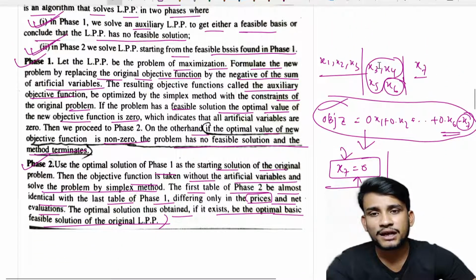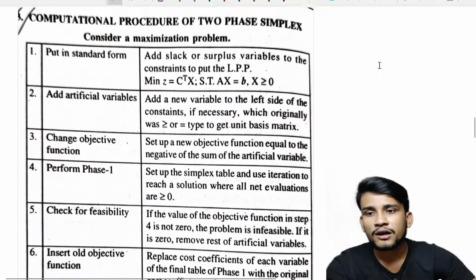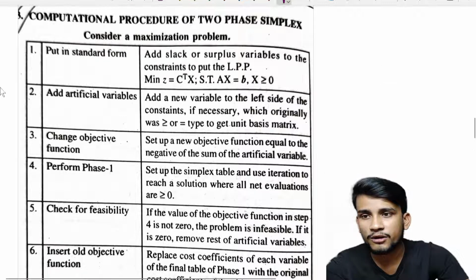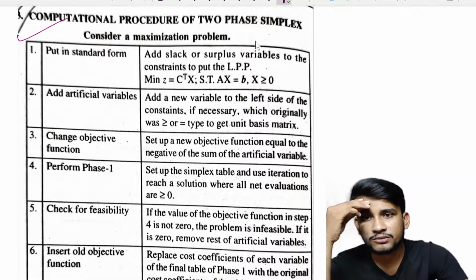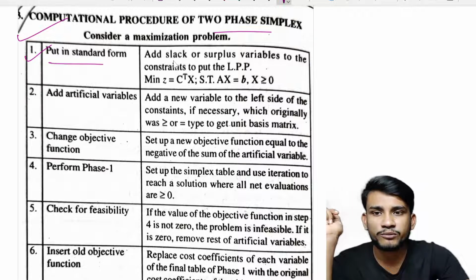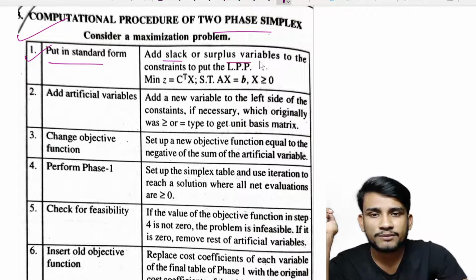Now I request you to read this just once, and then take a problem. Now we come to a problem, and before going to the problem, there is a tabular form for the procedure of the two-phase method. Okay, so number 1 is put the LPP in the standard form, that is, add slack and surplus variables to the constraints to put the LPP as Z equal to C transpose X, AX equal to B. Okay, this is, I think, max.